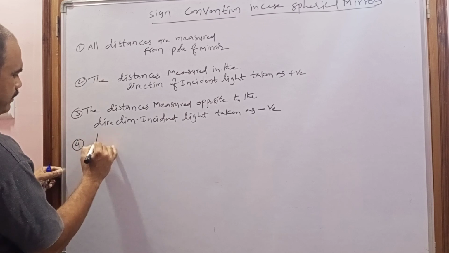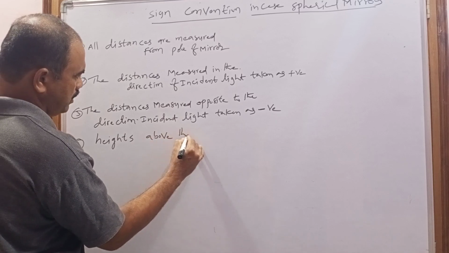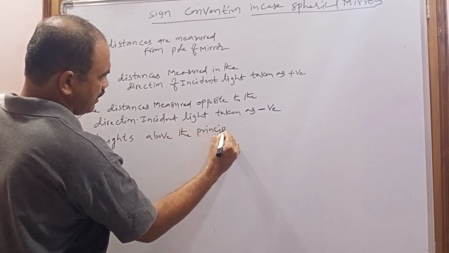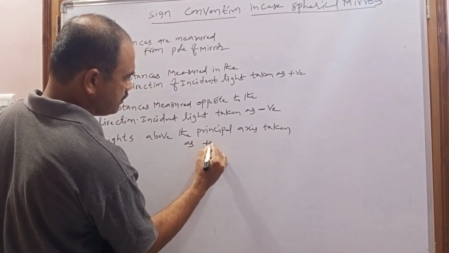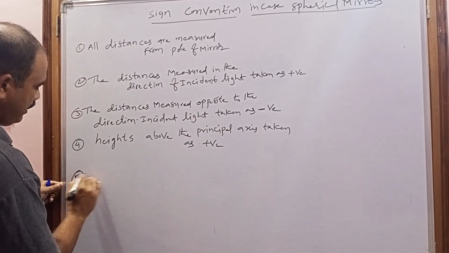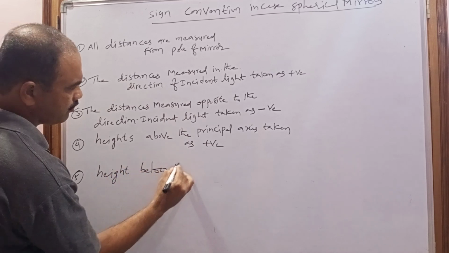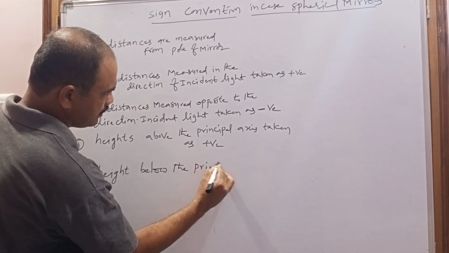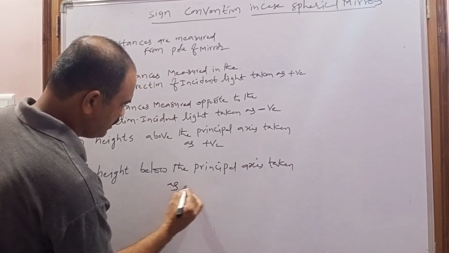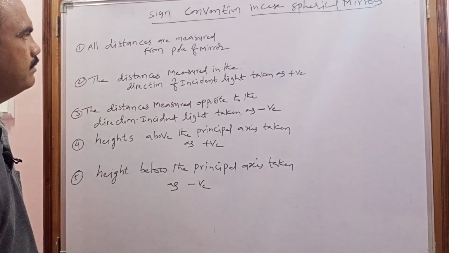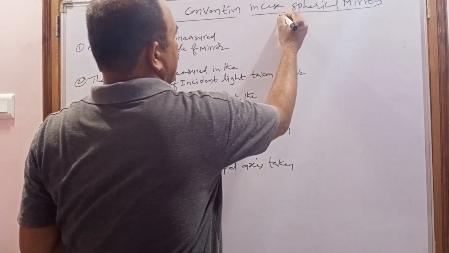And fourth one, heights above the principal axis are taken as positive. And fifth one, heights below the principal axis are taken as negative. So these are the 5 sign conventions followed in case of spherical mirrors.